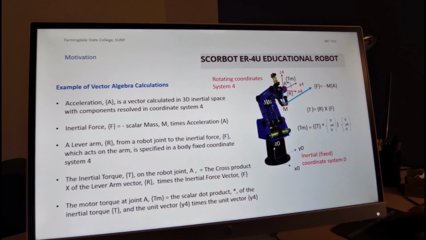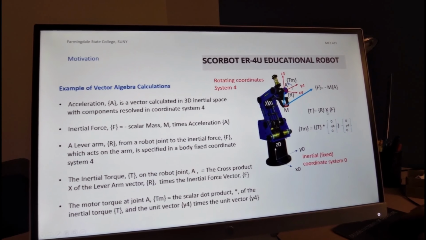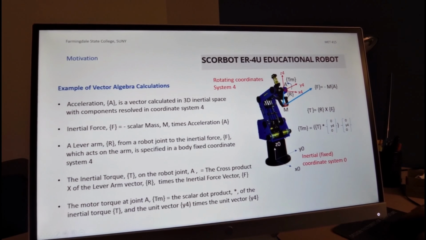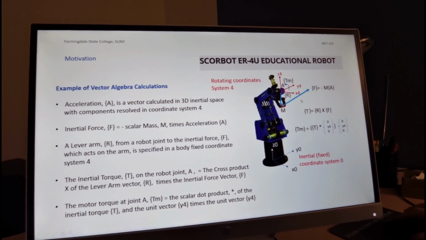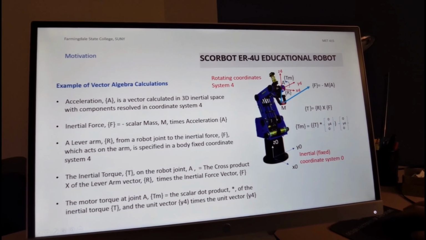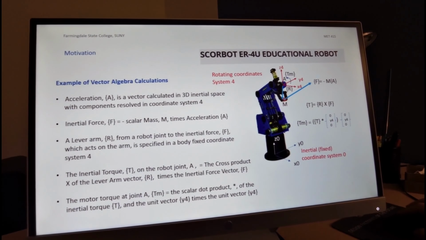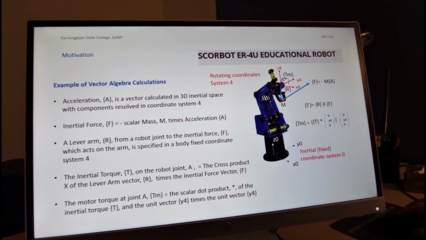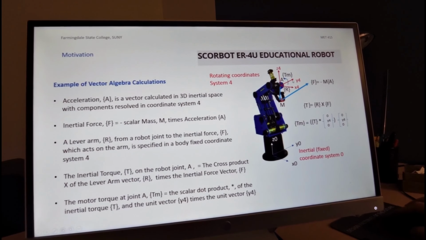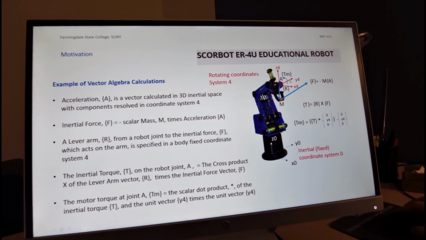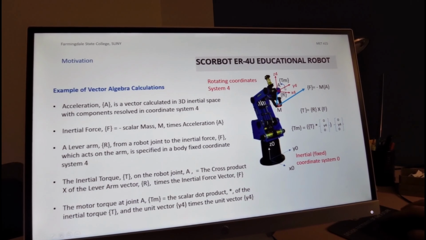The cross product of the position vector to the point of application of the force and the force itself is the torque. And the torque actually operates at the joint, and it's useful for us in order to find the motor torque, and the motor torque is along this axis. In other words, it's the resolution of the total torque along this axis.